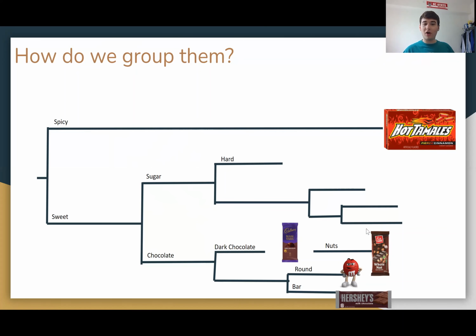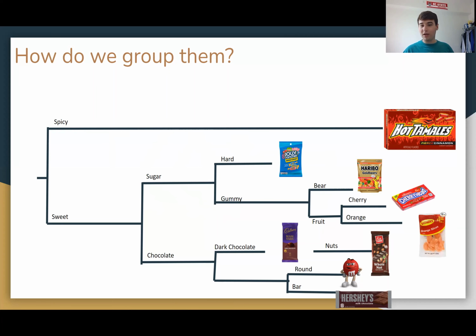For sugar, we have hard and we have gummy. For hard, we only have one option. It was those Jolly Ranchers. For gummy, we have a few more options, so we've got to keep going. We have a bear for gummy and we have fruit for gummy. Bear finishes our gummy row because those are the only bears we had in our chart. And we have fruit, so we have cherry and orange. Those are going to be our last two.